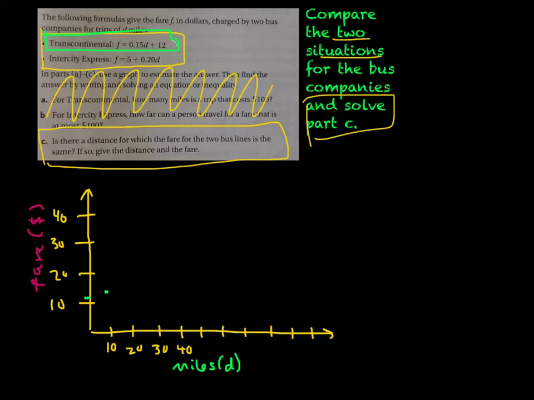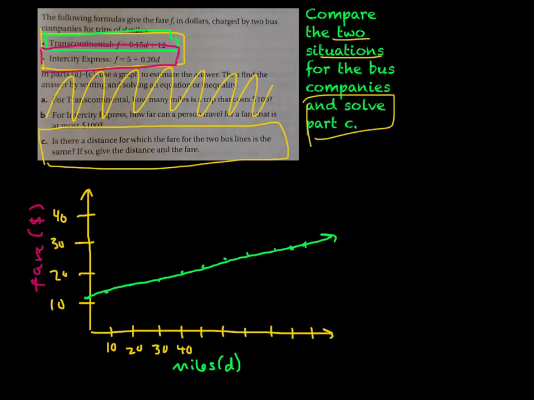I'm going to add some magical dots. Just one moment. So there's our little row of dots. They've magically appeared. Isn't that amazing? And now we can connect those dots into a line. So that is Transcontinental.